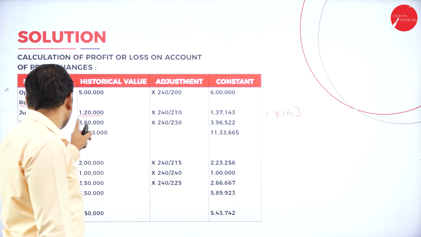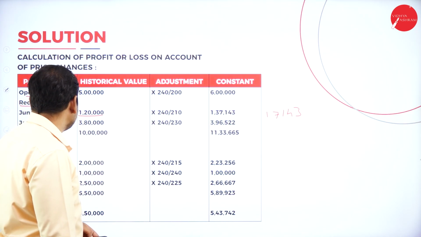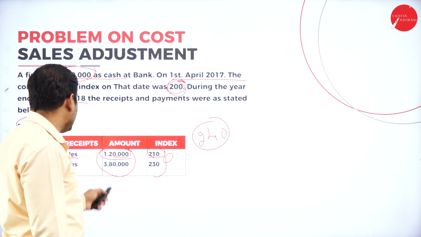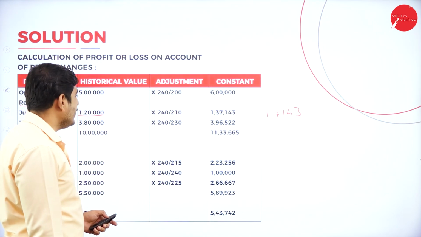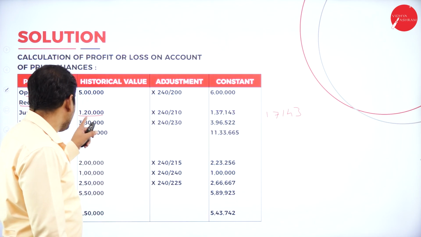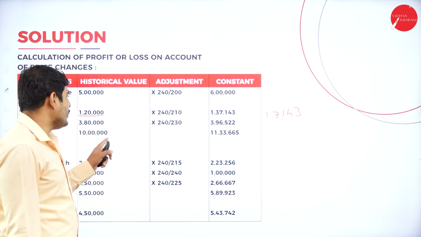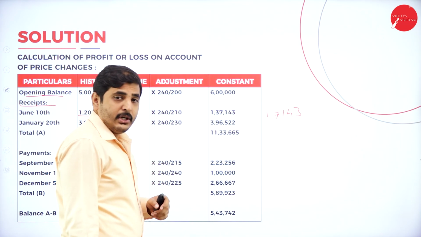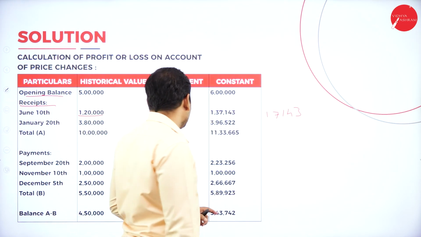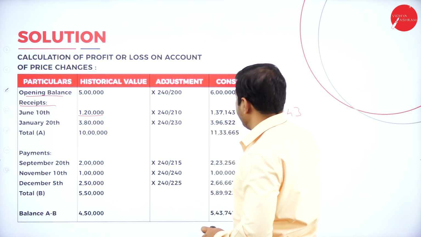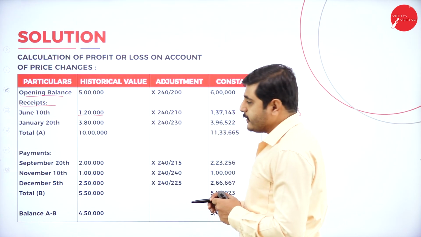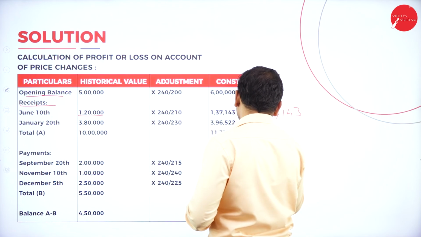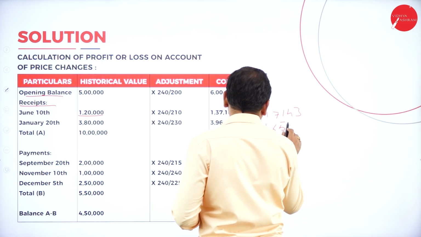Again, coming to January 20th. So what is the amount of sales? 3,80,000. The base year is 230. So 3,80,000 into current year index 240 divided by base year index 230. So it will become 3,96,522. The amount has been increased to the extent of 16,522.